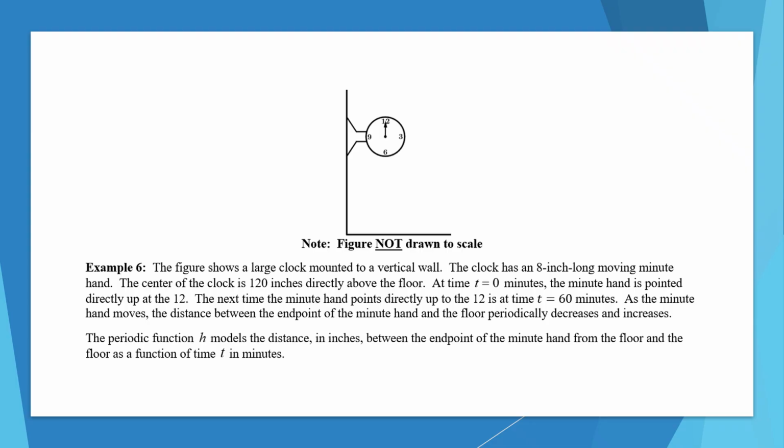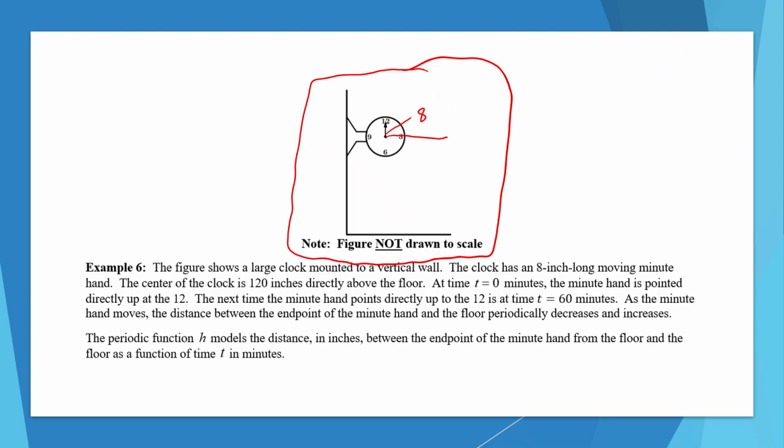The figure shows a large clock mounted to a vertical wall. So right here, sometimes they will give you a diagram, sometimes they may not though, so be careful of that. You won't always get a picture. The clock has an 8-inch long moving minute hand. So here, this is going to be 8 inches. The center of the clock is directly 120 inches above the floor. So let's mark that, 120.